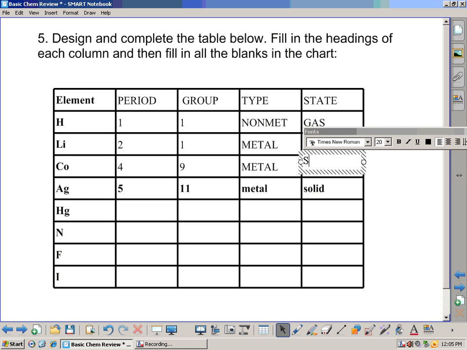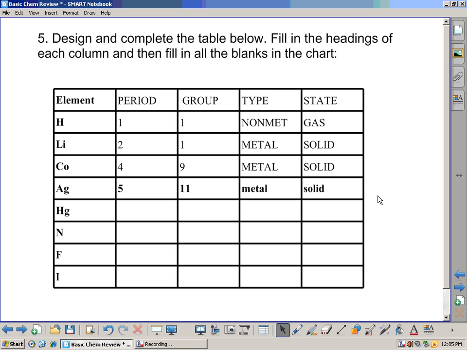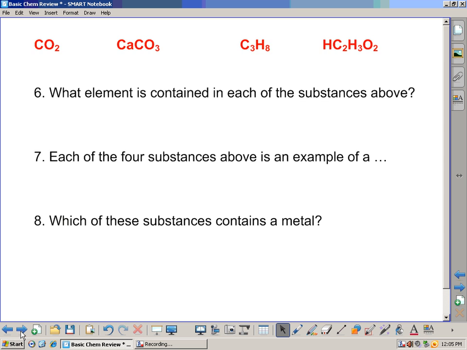And it is a solid like most metals. The only exception to metals being solids would be mercury. Mercury is a liquid at room temperature. Let's move on to number 6.